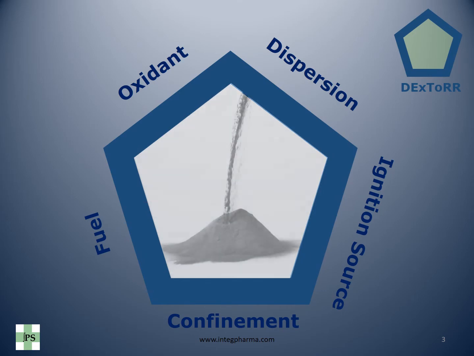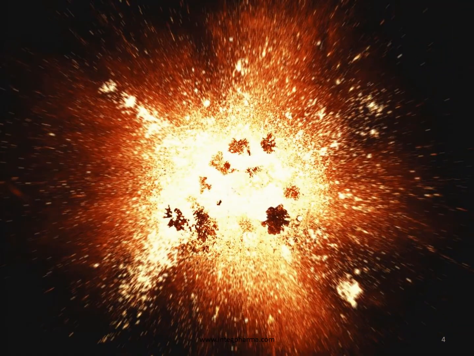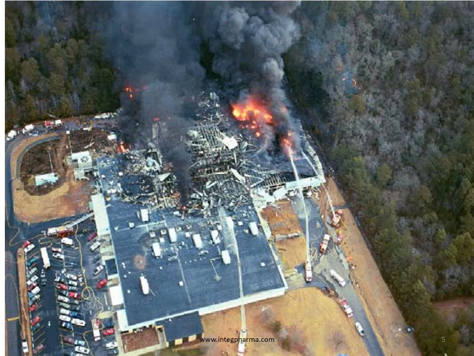A dust explosion requires 5 elements: fuel, i.e. the dust, an oxidant, usually air, plus some dispersion such as pouring a powder. Ignition plus confinement then makes it go with a bang. As happened here in West Pharmaceuticals in America.